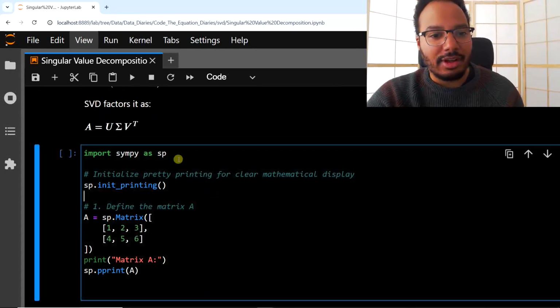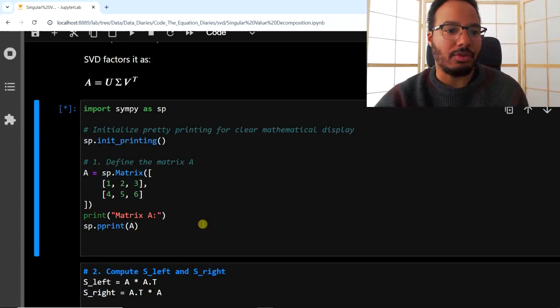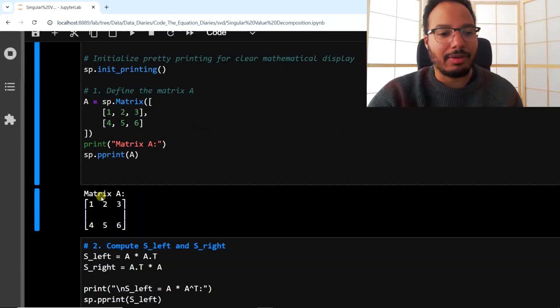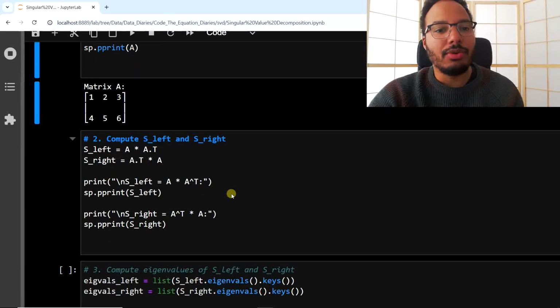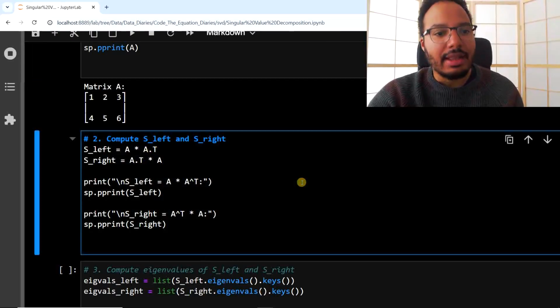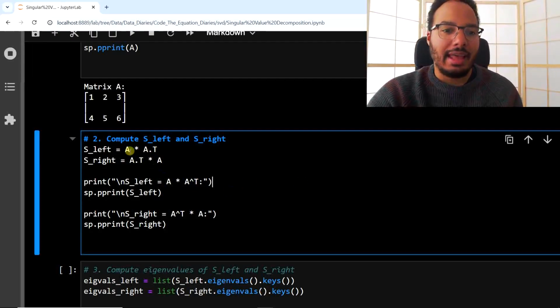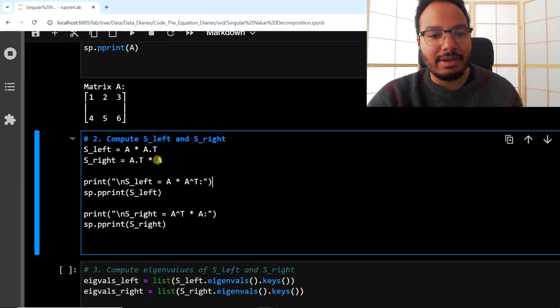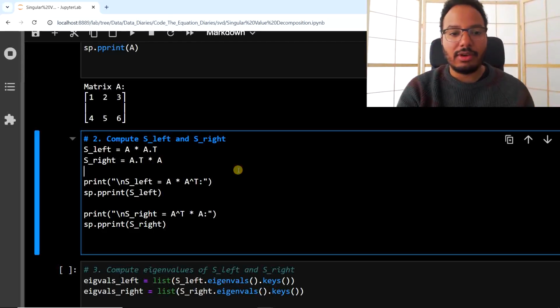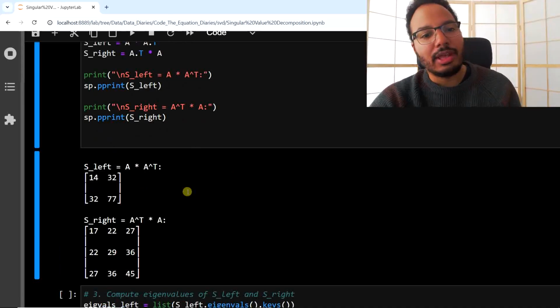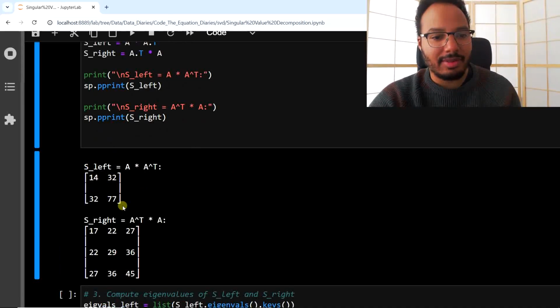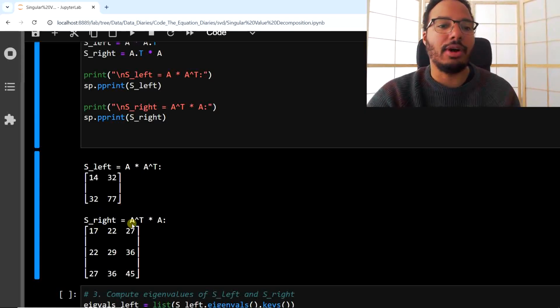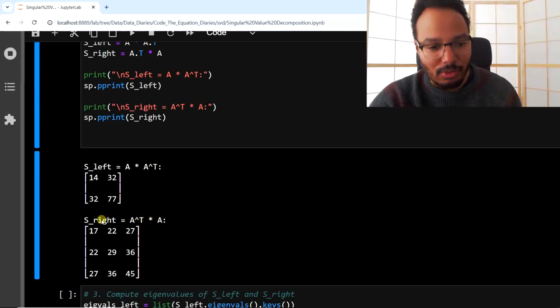First of all, let's initialize Sympy over here, and then let's load this sample matrix and print it out to get it started. Okay, you can see matrix A over here, and then we compute S left and S right. How do we do this? Just get A times A transpose to get S left, and A transpose times A to get S right. Really basic operation over here, and let's print it out. And you see we get a 2 by 2 matrix for S left in this case, and a 3 by 3 matrix for A transpose A, which is S right.